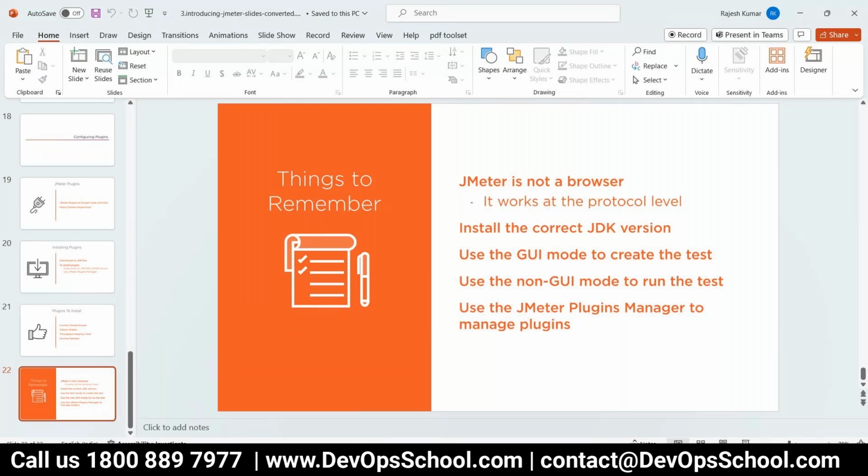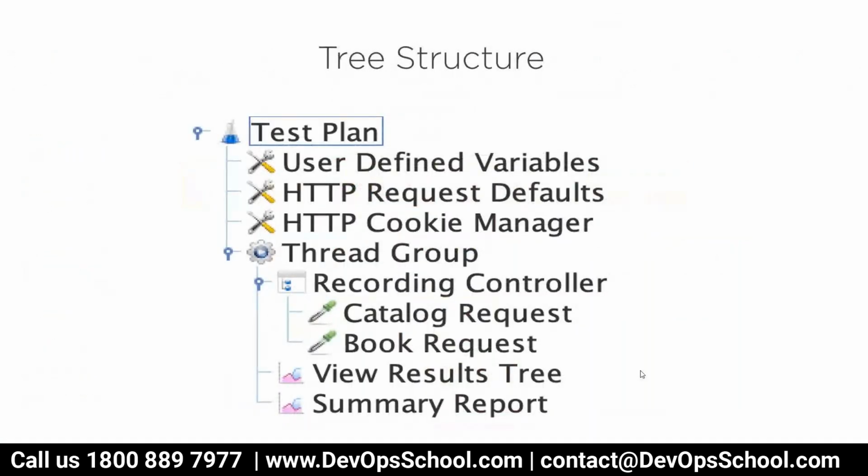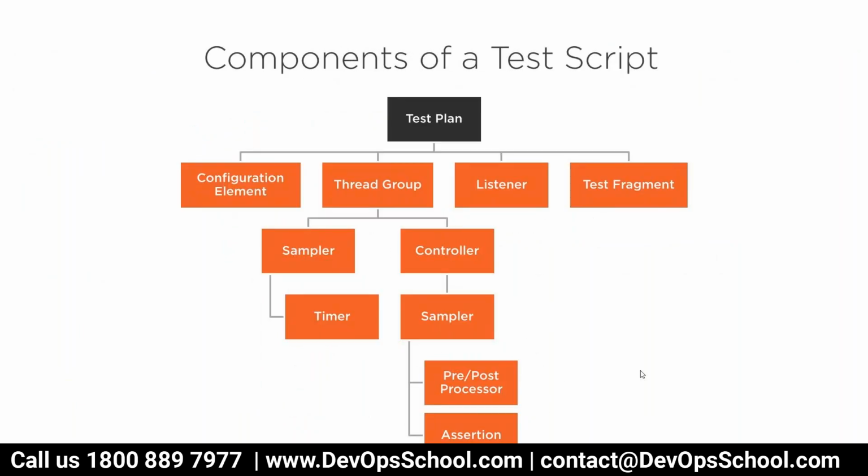Okay, so now the next thing is how do we configure the project? That is important. If you configure, you will see something like this, but you need to understand the components of your JMeter project. Here you see the test plan. Underneath we have four components: configuration element, thread group, listener, and test fragment. Under the thread group, you have a sampler and controller. Under the sampler, you can have a timer. You can see the controller inside that. You can have a sampler and then pre and post processors and all.